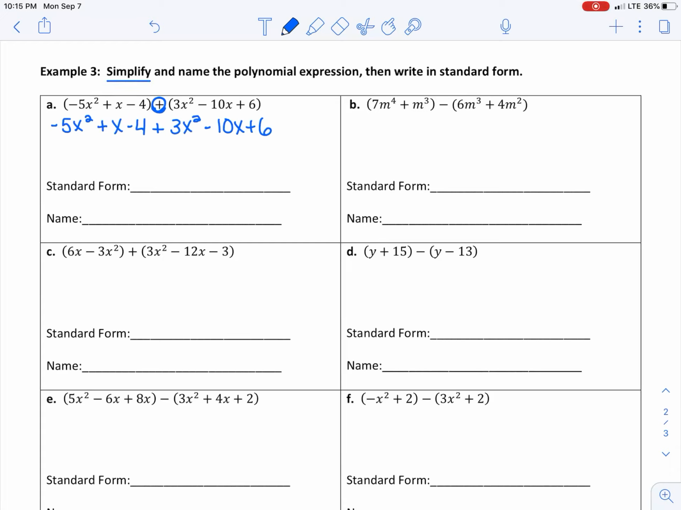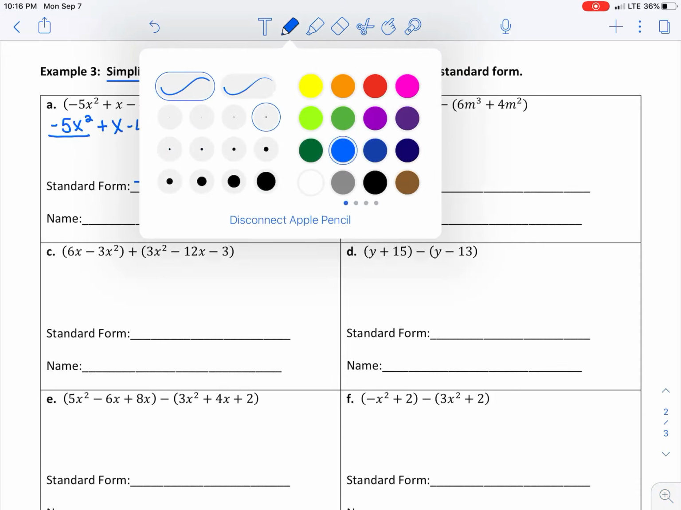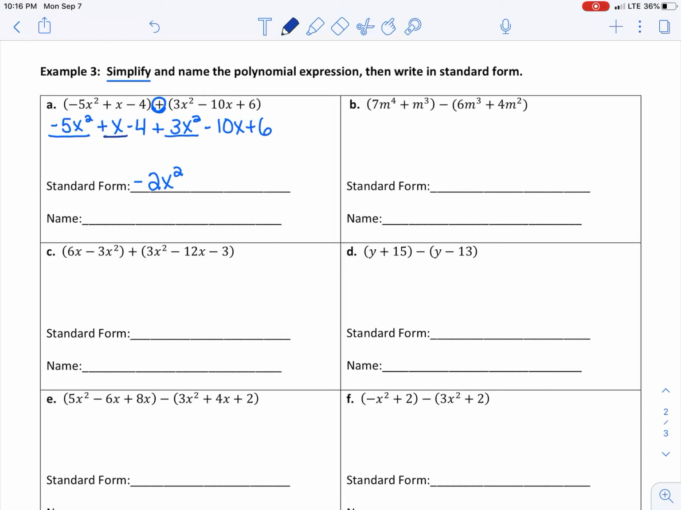Okay, so we have everything written out, but it says to simplify in the directions. So if we are supposed to simplify, we have to combine all our like terms. Our highest exponent is a 2, so we're going to look at all our x to the seconds. We have negative 5x squared and we have 3x squared. If we combine those, negative 5 plus 3, we get a negative 2x squared. Then we have our x and we have a negative 10x. Those are also like terms. Really there's a 1 in front of this x, so 1 minus 10 gives me a negative 9. We keep our x.